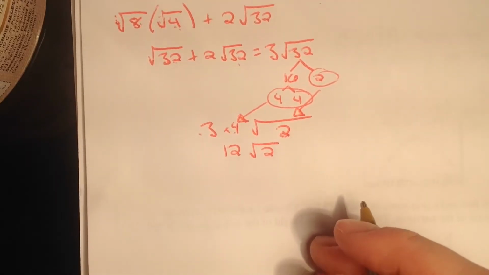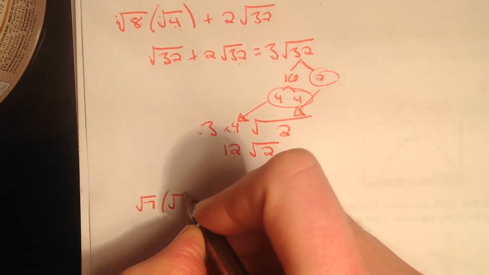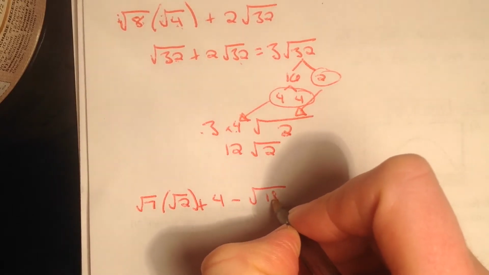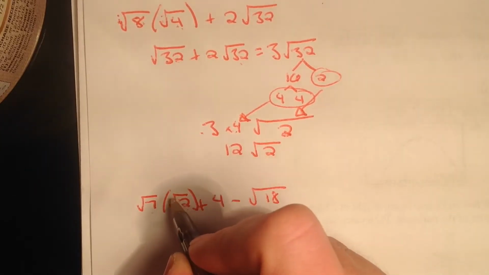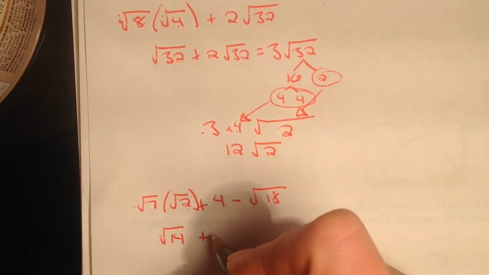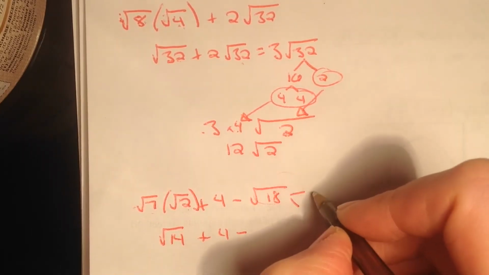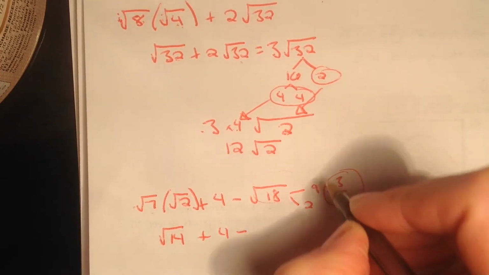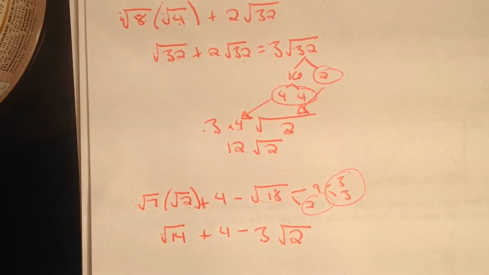Let's try one last example. Square root of 7 times square root of 2 plus 4 minus square root of 18. So first off, we can times them together because they have the same power or number on the root. So we get square root of 14 plus 4 minus, well, square root of 18, factor tree, is 9 times 2, which is 3 times 3. Pair of 3's means 1 comes out, leftover 2 stays inside.